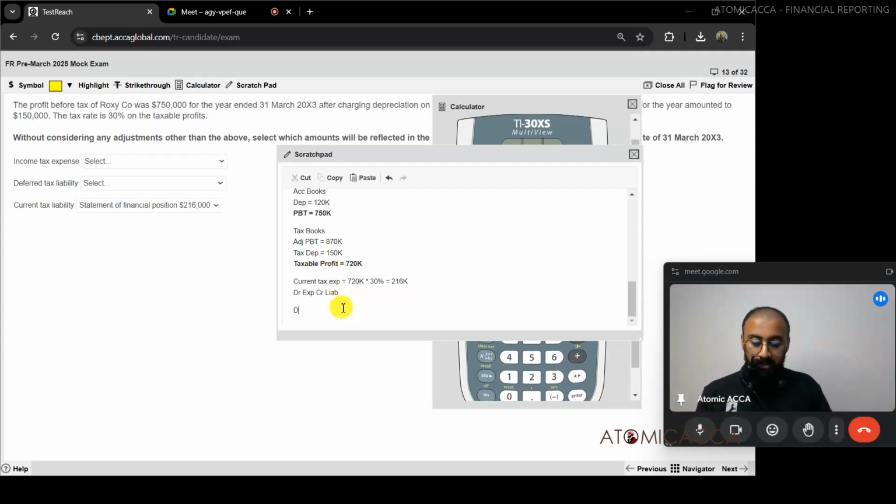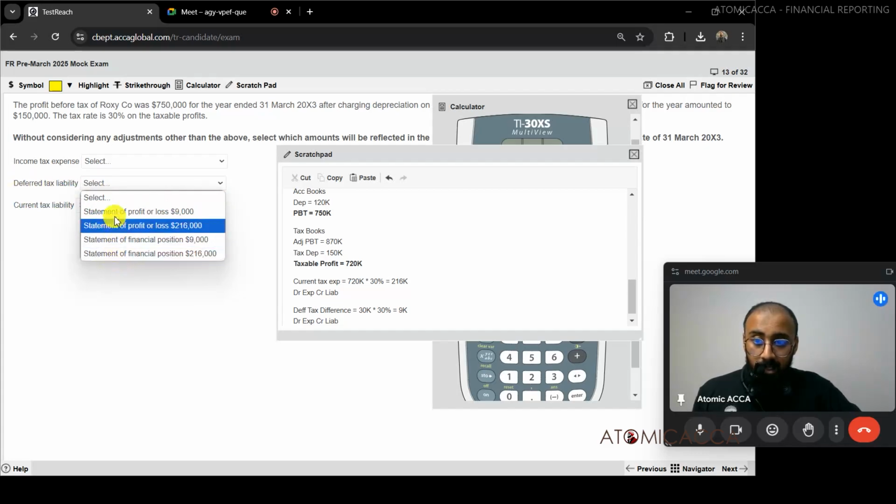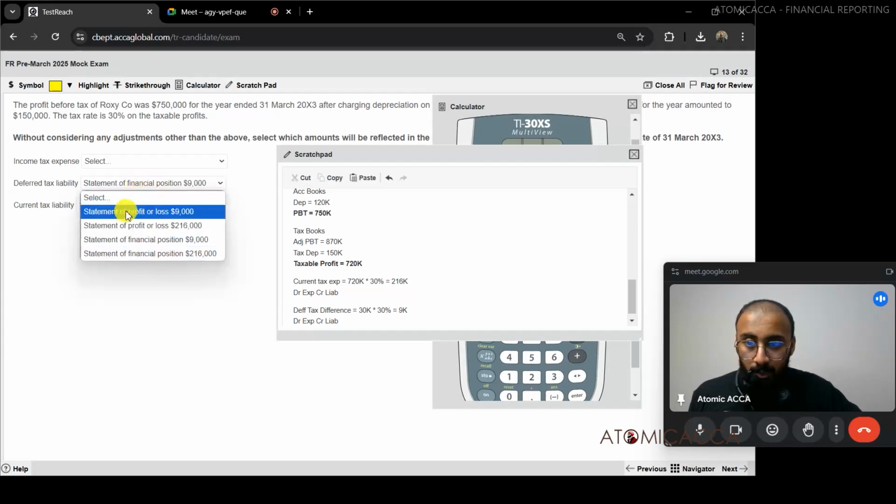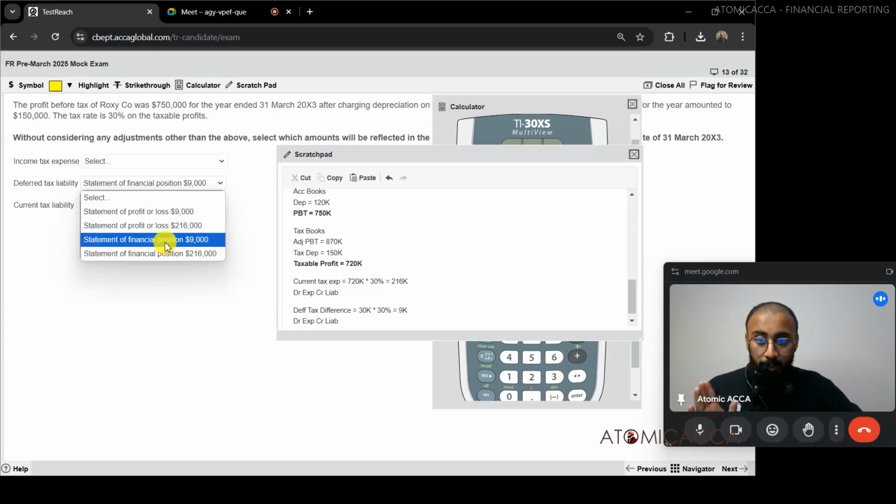Now what is the difference? Deferred tax difference amount is basically 750 minus 720, that is equal to 30,000, and that difference multiplied by the 30% tax rate will be 9,000. So this is a liability on you, which means your liability will increase, expense will increase. So you'll pass the entry debit expense, credit liability for this one. So deferred tax liability within SOFP will be 9,000. Again, they've given the other option to confuse us. So statement of financial position 9,000.